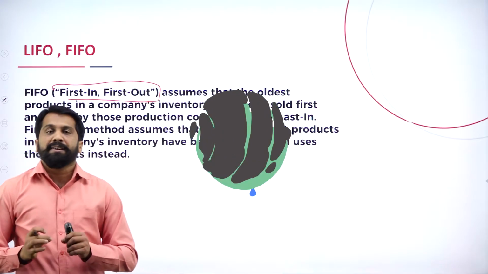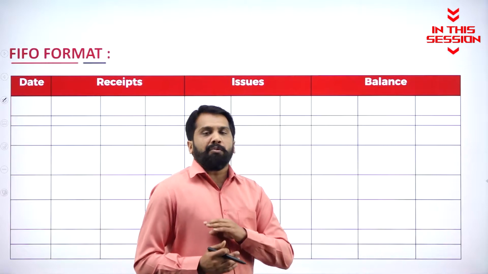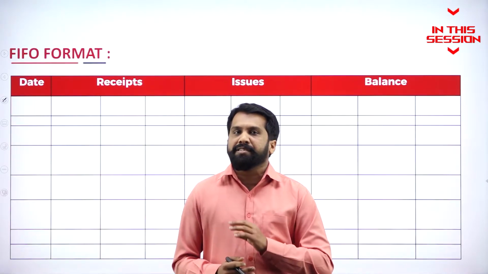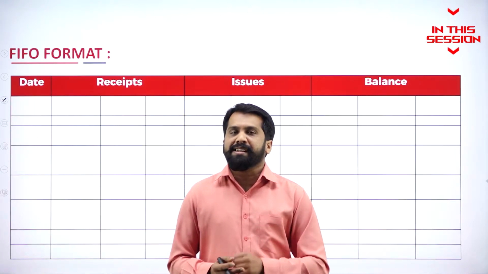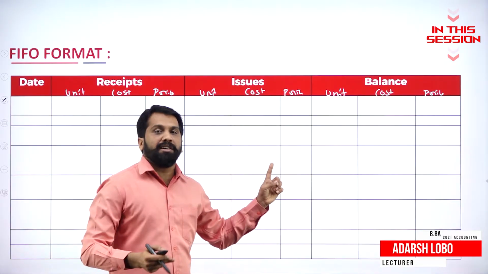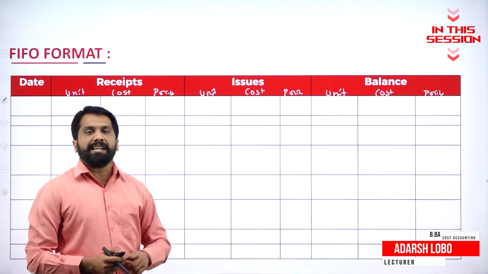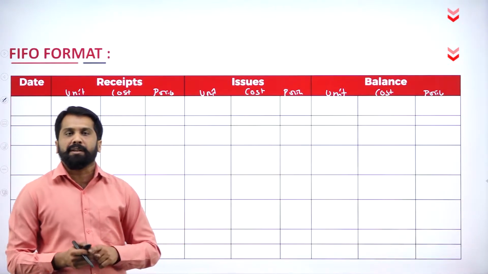FIFO stands for first in, first out. Date is common. Whatever the accounting entries or ledger you will do, the date is a must. If you are received, it should be in the receipt column. If you are issued, it should be in the issue column. If nothing is mentioned, it will go directly to the balance column.